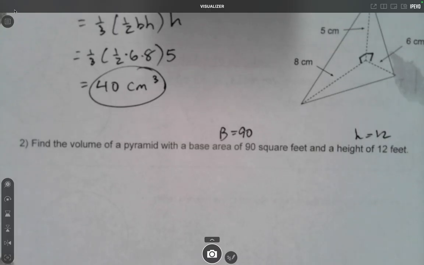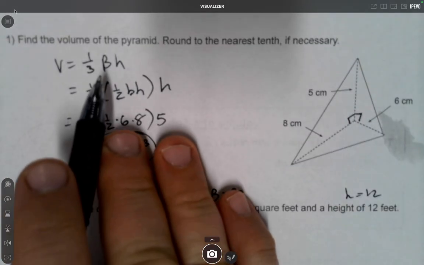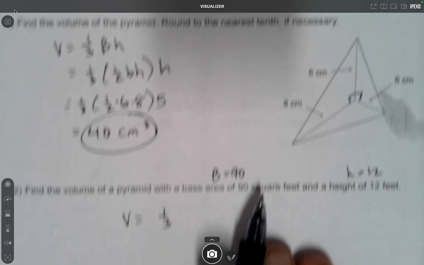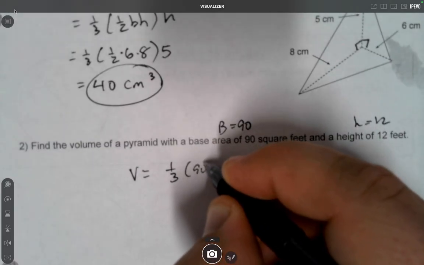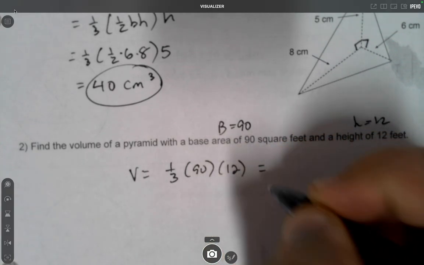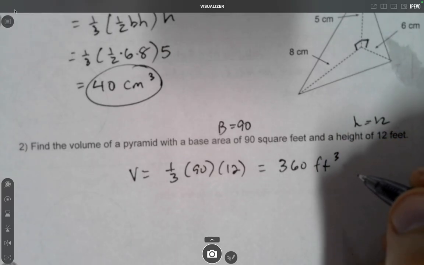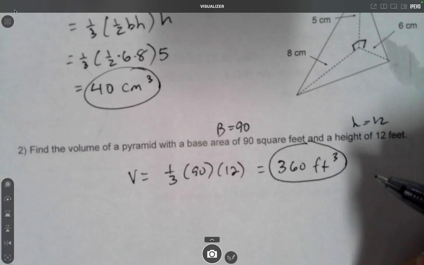So this one is actually quicker than it may first appear, because they've given us the two things we need. We need the area of the base and the height, and that's exactly what they gave us. So we plug in 90 for capital B, because it's the area of the base, 12 for the height. We get a total of 360 cubic feet. Given that we've already done prisms, which use V equals capital BH, this one isn't a whole lot harder. It's just a matter of remembering to do 1/3 of that amount.